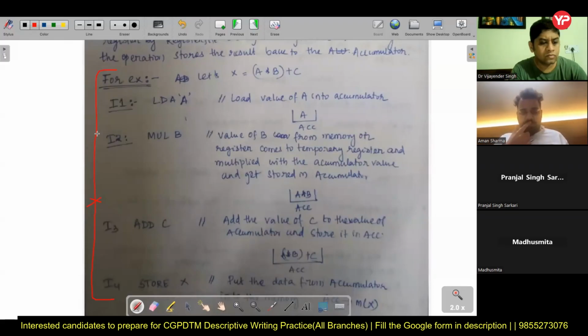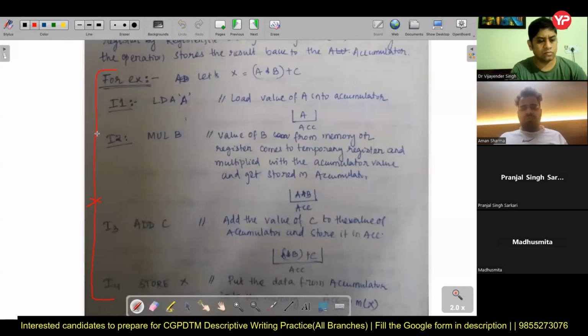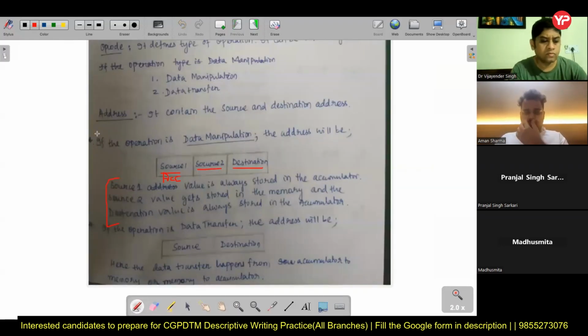Okay, that's enough, sir? Like the previous explanation: data manipulation, data transfer, those things. This is enough, this is more than sufficient. I thought an example was needed, so I elaborated that thing.